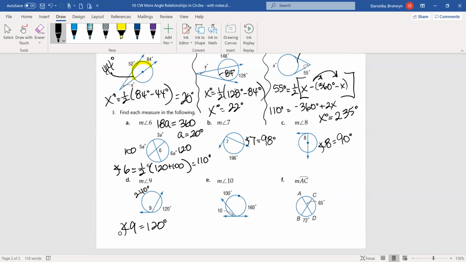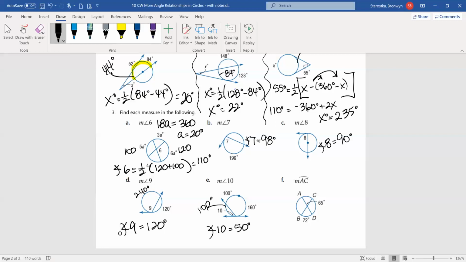And we want to know angle 10. So we've got 100 plus 160, that's 260, which makes the arc here 100 degrees, which means that angle 10 is 50 degrees.